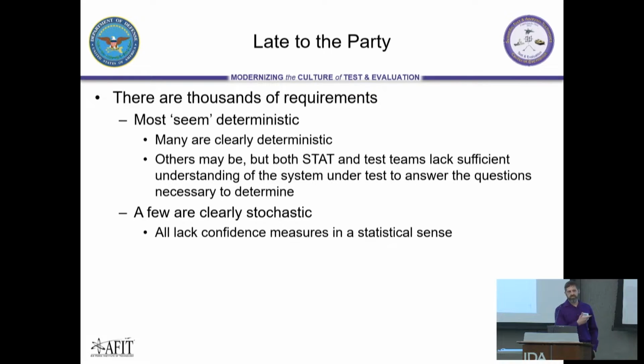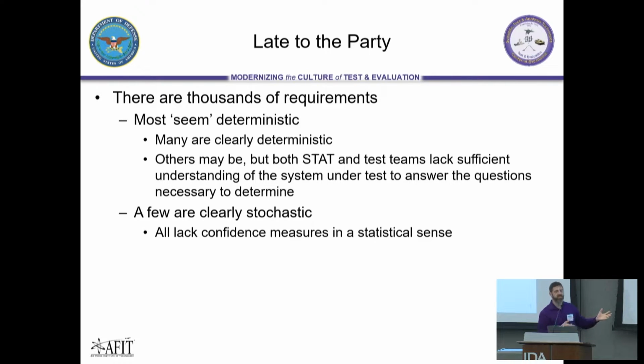So the first problem we ran into is we're, of course, late to the party. There are literally thousands of requirements. They were written some time ago. They're set in stone, and we need to test them as best as they can be tested as written. Most of them seem deterministic. A lot of them very clearly are.